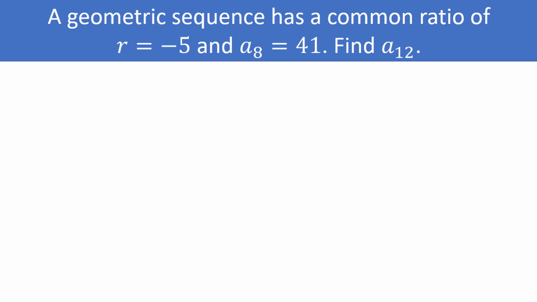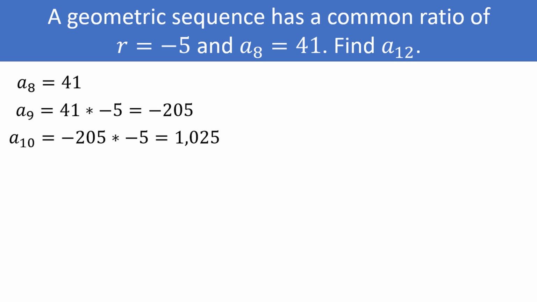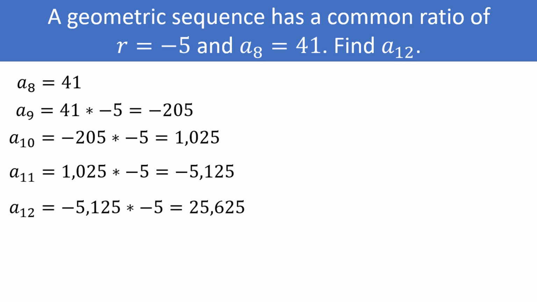The first way, which is inefficient, is just to write out all of the terms between the 8th and 12th term. We would have a sub 8 is equal to 41, which was given, and then a sub 9, which is 41 times -5, since the common ratio is -5, which comes to -205. Then we have a sub 10 is equal to -205 times -5, which is positive 1025. Then we have a sub 11 is 1025 times -5, which equals -5125. And finally, a sub 12 is equal to -5125 times -5, which is 25,625. The 12th term in the sequence is 25,625.